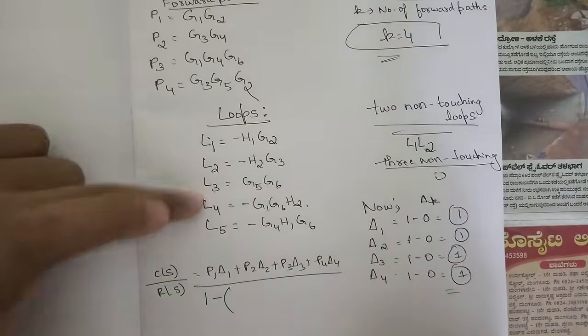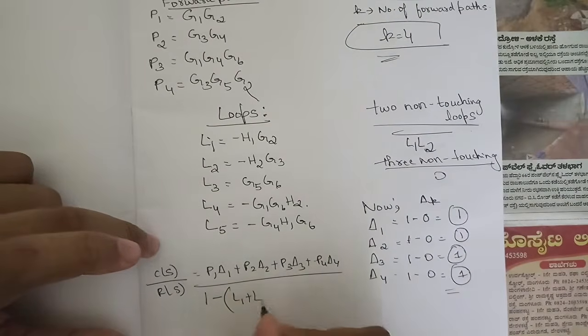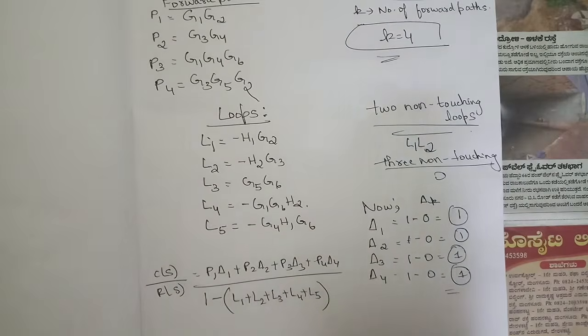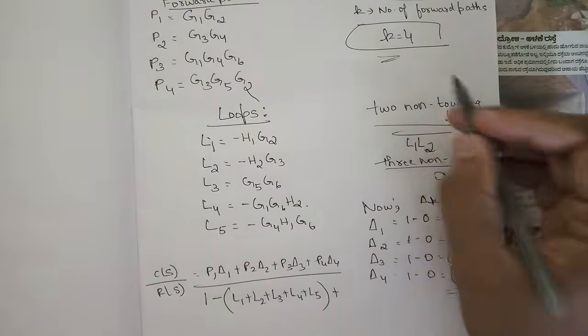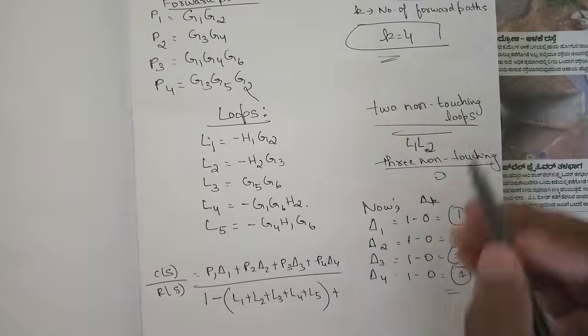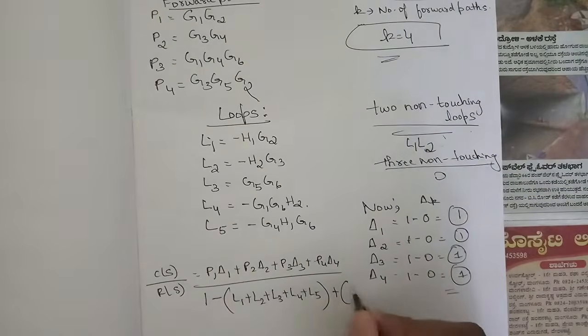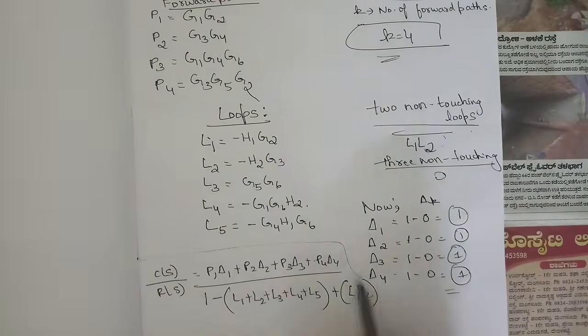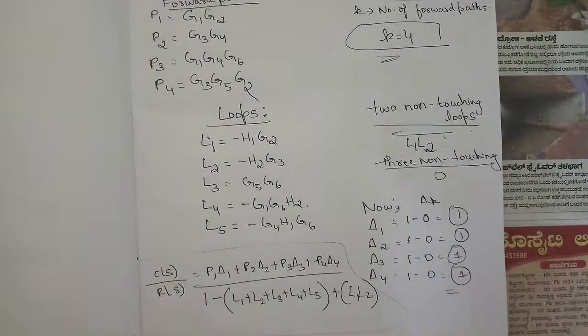Summation of loop gains, we have 5 loops, so L1 plus L2 plus L3 plus L4 plus L5, okay, plus summation of 2 non-touching loops taken 2 at a time, right? We have only one pair taken 2 at a time, so we will be writing L1, L2. So this is your basic formula. Using this formula we need to be substituting all the terms and we need to be getting our final answer.